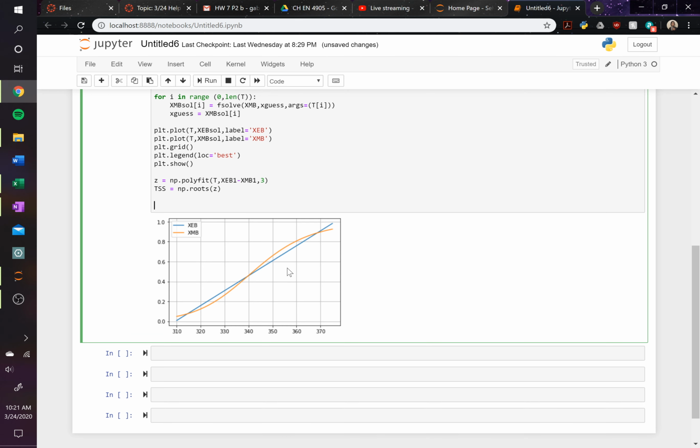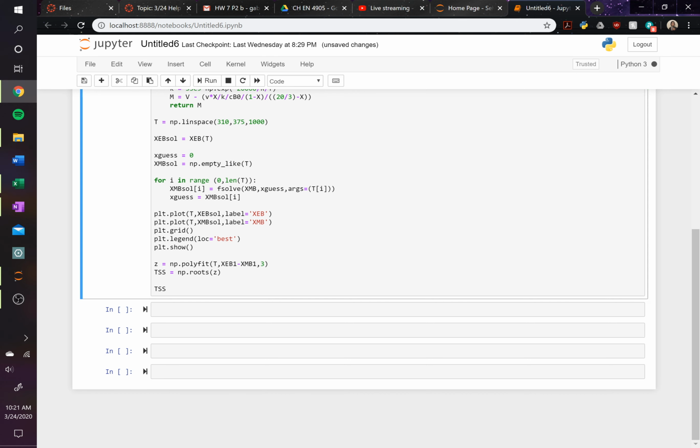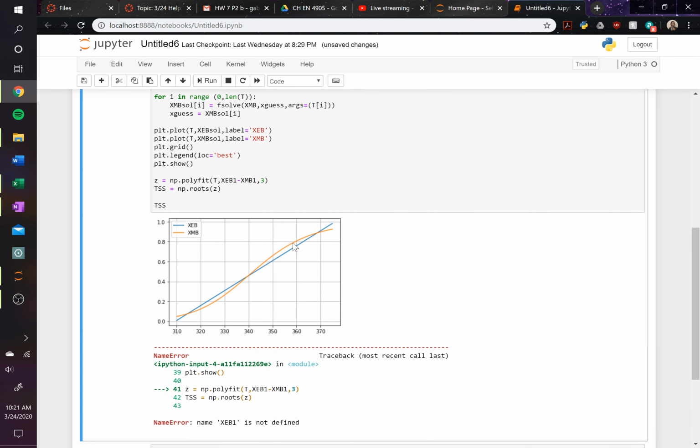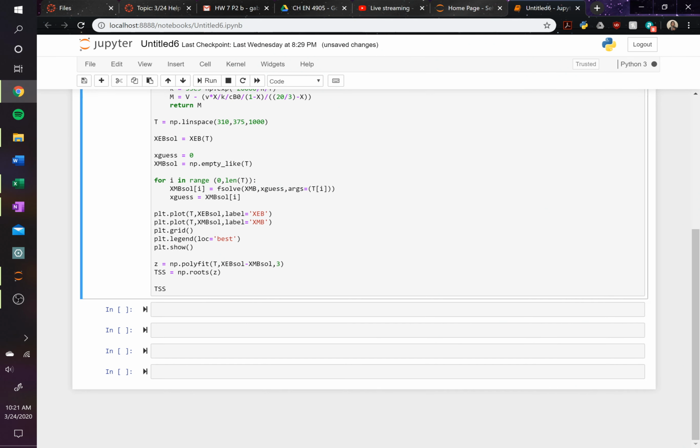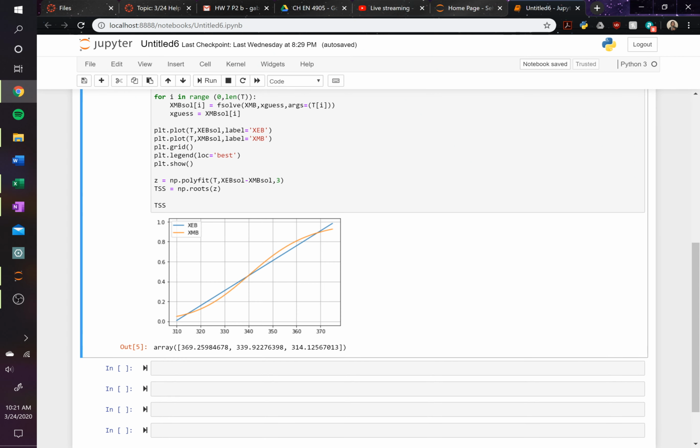So if we print TSS, oops, oh yeah, I'm using old nomenclature. Let's try that. There we go. So now I've got 3 temperatures, and these are the temperatures at which these steady state conversions are occurring.